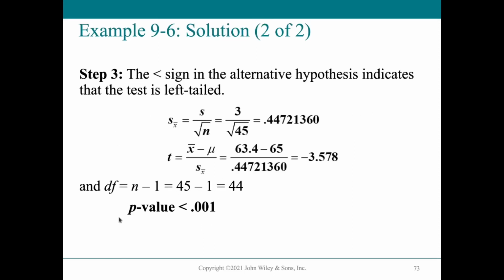Our p-value is very, very small. As long as we have a small p-value that's smaller than our alpha, which is 0.025, we have to reject our null hypothesis. So that's it for the p-value approach for a t-statistic distribution.